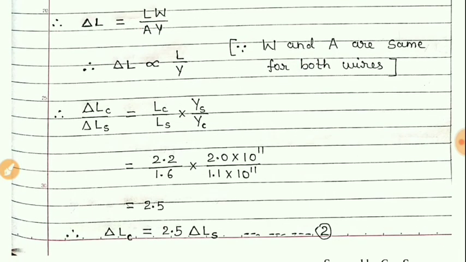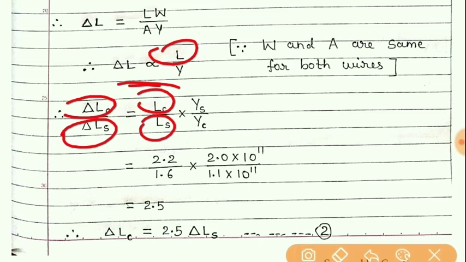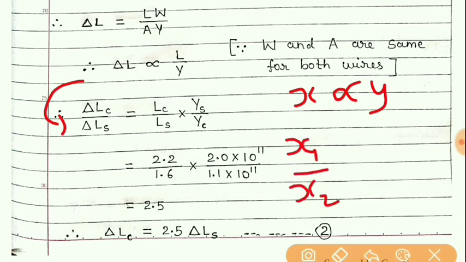Now from this we can take the ratio: delta L for copper upon delta L for steel should be equal to LC upon LS, and as Y is in the denominator, we can write YS upon YC. I hope you understood this. Students, we know that if X is proportional to Y, we can write X1 upon X2 is equal to Y1 upon Y2. So this is a similar thing.